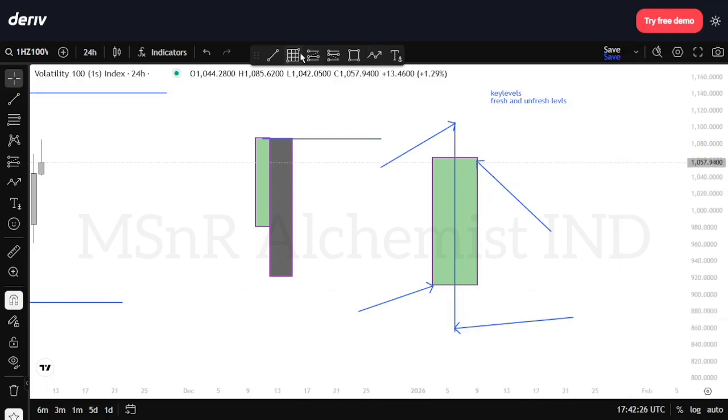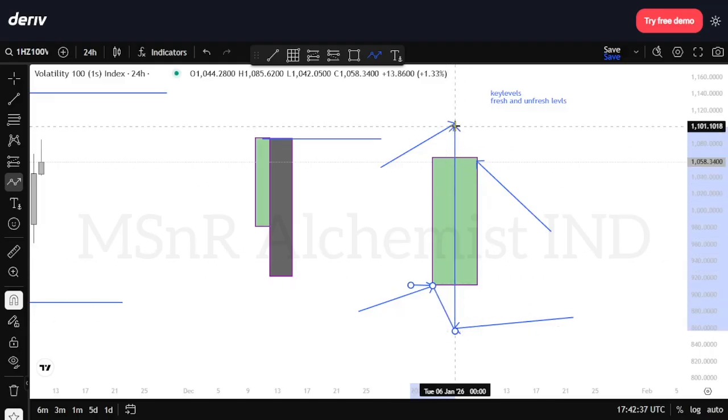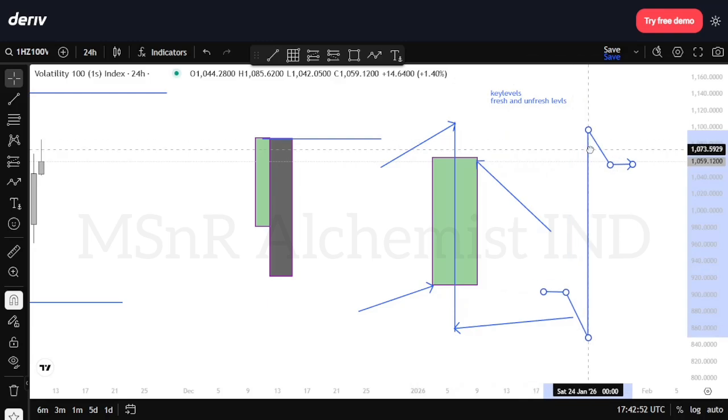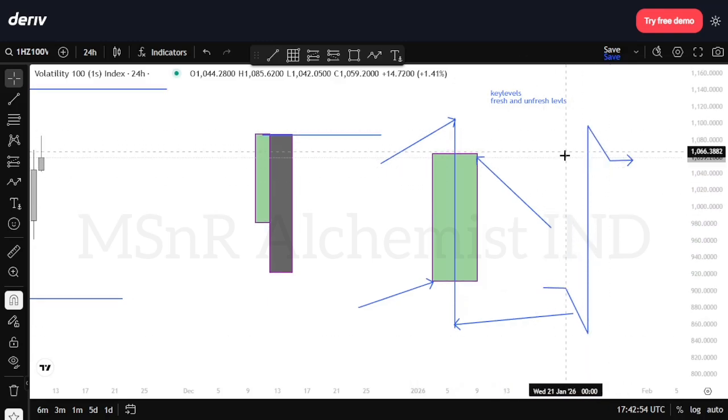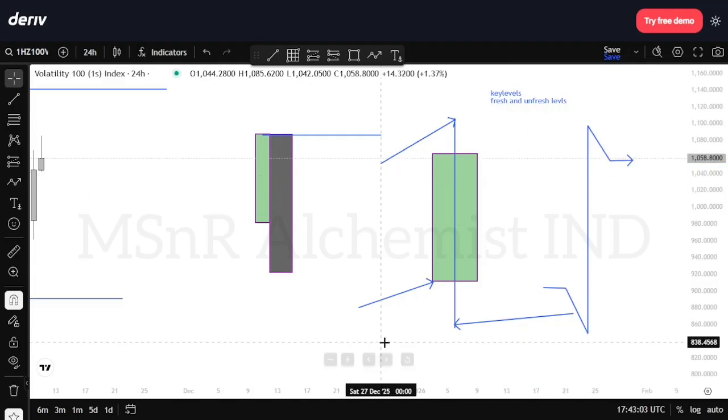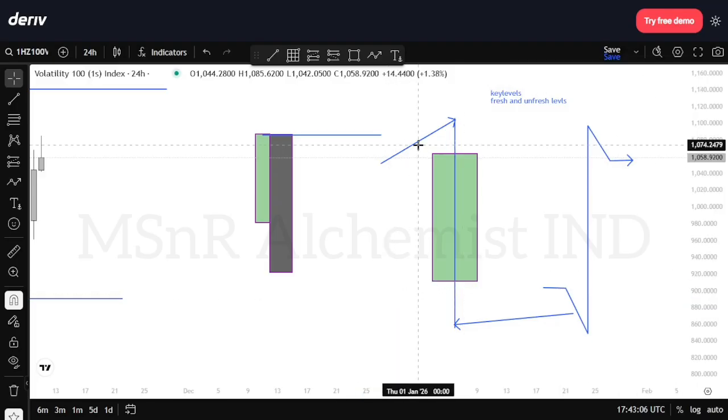When a candle opens, it opens here, it makes a low, then it makes a high, then it closes here. So if you see the structure, it looks like this: opening, low, high, closing. So we have to mark the closing. In terms of a bullish candle, every bullish candle has its closing on the upside.